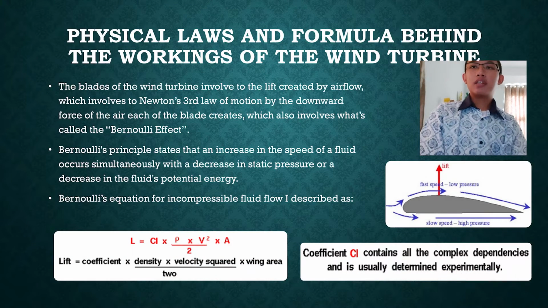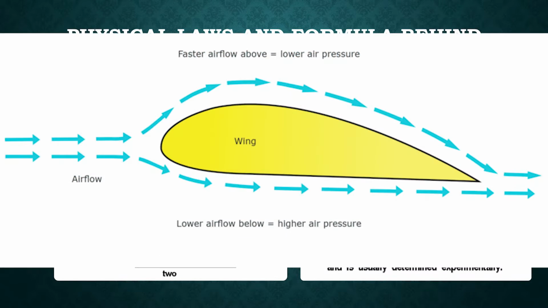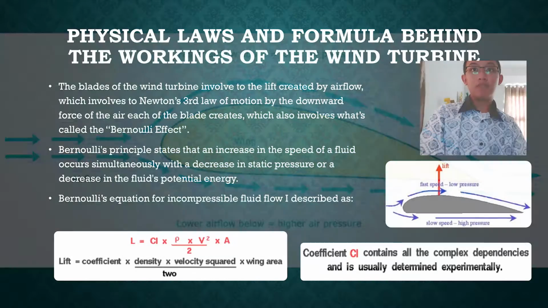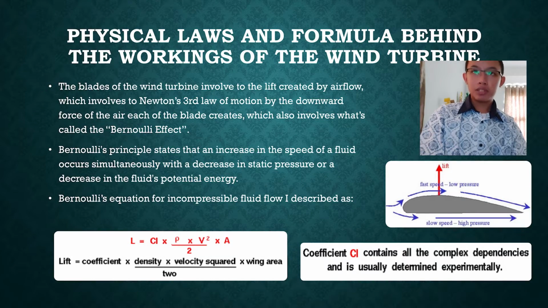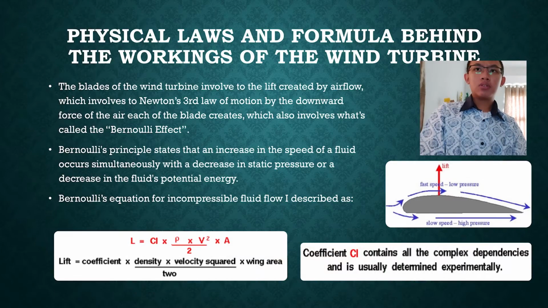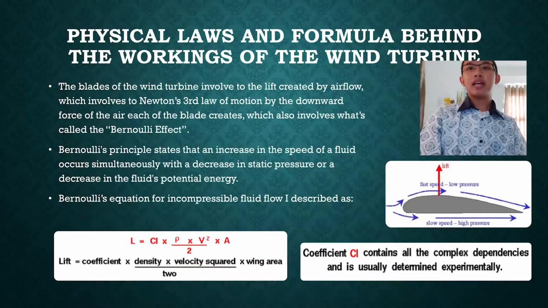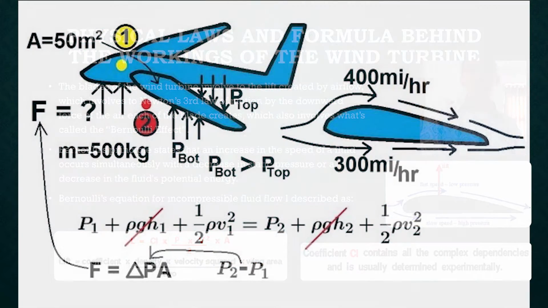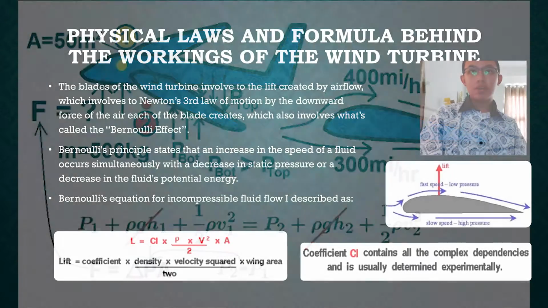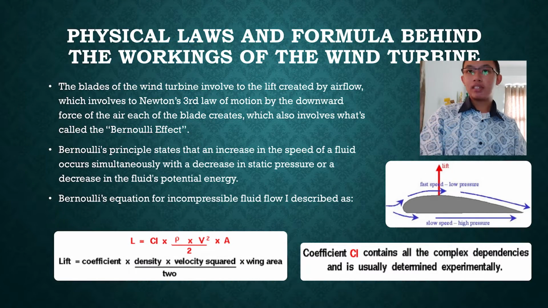The physical laws and formulas behind the workings of the wind turbine. The blades of the wind turbine involve the lift created by the airflow, which involves Newton's third law of motion through the downward force of the air each blade creates, which also involves what's called the Bernoulli effect. Bernoulli's principle states that an increase in the speed of a fluid occurs simultaneously with a decrease in static pressure or a decrease in the fluid's potential energy.